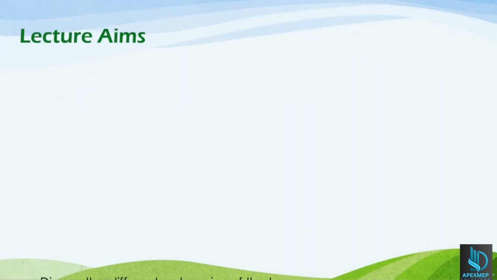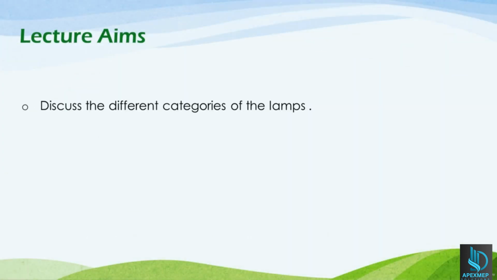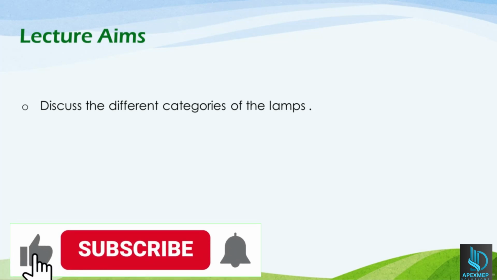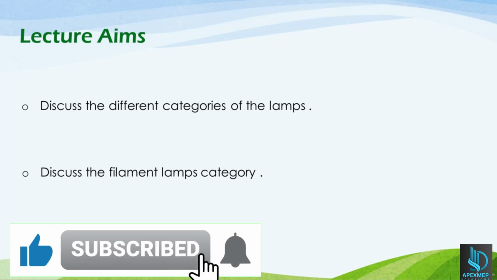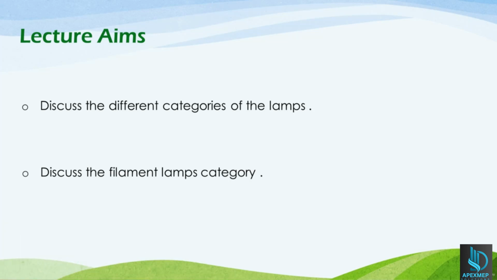The aim of this tutorial is to take a quick overview on the different main categories of the lamps that are used in the lighting system design. And then we will learn the required details about the filament lamps that will help us for implementing any lighting system design. So let's go ahead.